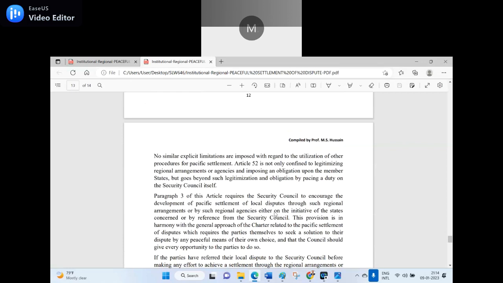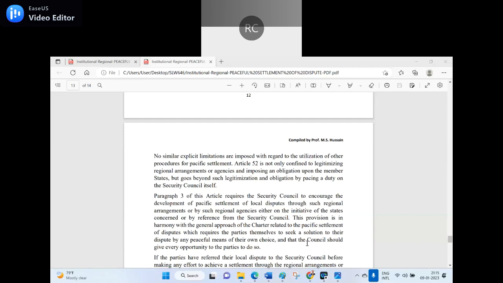The Security Council will ask how many regional offices there are and what cases they dealt with and disposed of. The record should be sent to the Security Council. So, no similar explicit limitations are imposed with regard to the duration of the other procedures for specific settlement. See, the point is, use any method and see that the international dispute is resolved amicably and peacefully, without encouraging threats to state security, without encouraging violation of state obligations.